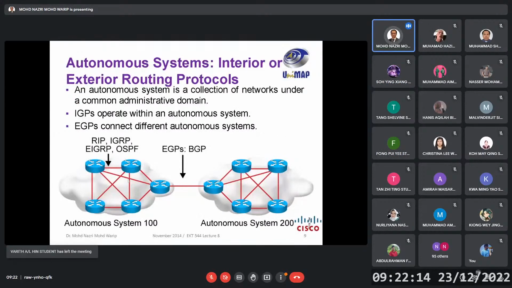For example, how many hops from here to here? You have 1, 2, 3, 4, 5, 6. So you have 6 hops. That is what it means. If you want to travel from here to here, you have 3 hops: 1, 2, 3.